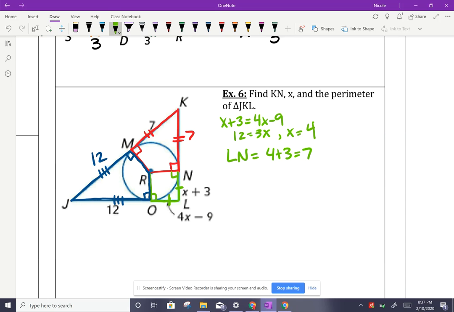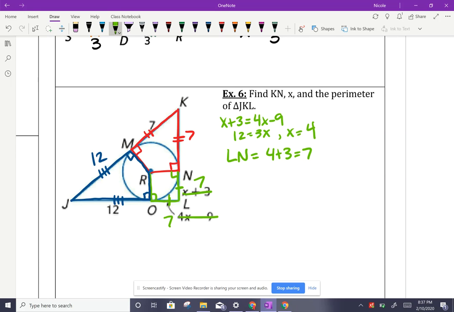So yes, is this drawn to scale? Absolutely not. None of your problems are ever really drawn to scale, guys. You're just going to have to deal with it. So LN is 7. So that makes LO 7.